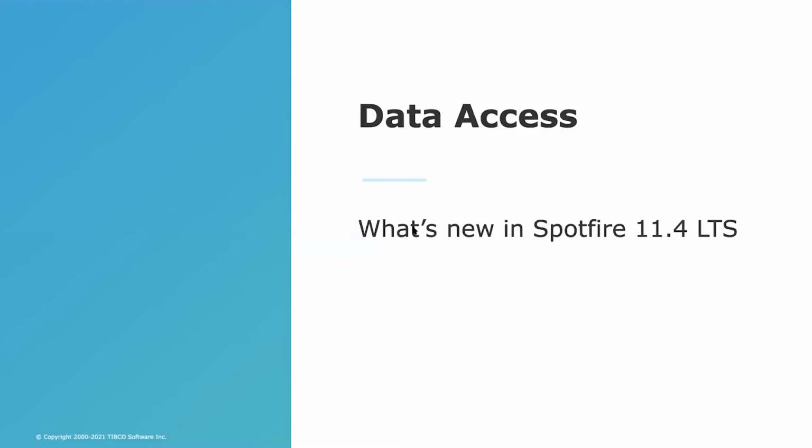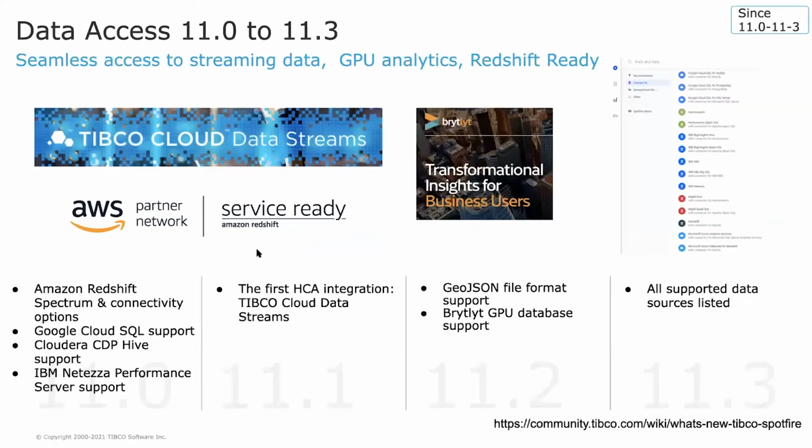All right, let's move into data access. Once again, an overview. In 11.0, we were Redshift Spectrum ready. So we worked hard with the AWS team to test our Redshift support and also add support for Spectrum, which is support for external tables. So you can connect your S3 data to Redshift and analyze that through Spotfire.